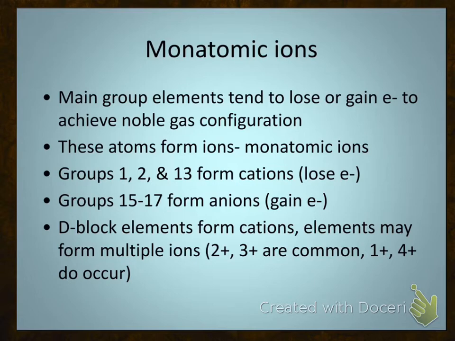And these groups form monatomic ions. When we look at the S block, both groups 1 and 2 lose electrons to form cations, which you knew. And group 13, the first group in the P block, also tends to lose electrons to form a cation. Now, groups 15, 16, and 17 will form anions. In other words, they'll gain electrons. The D block is kind of its own weird thing, and we'll cover that later, but it's complicated.